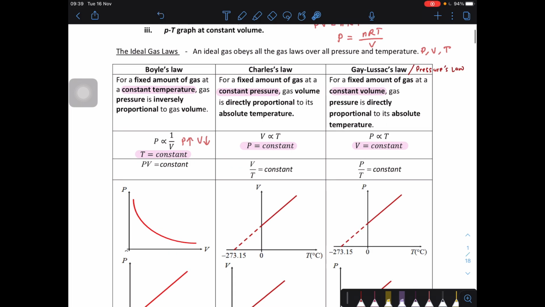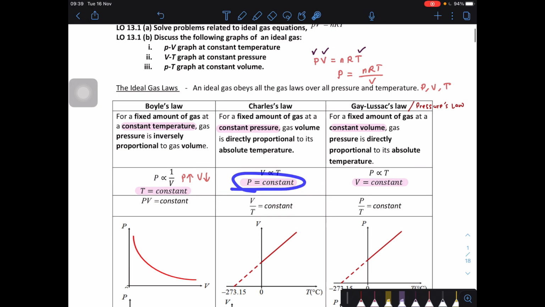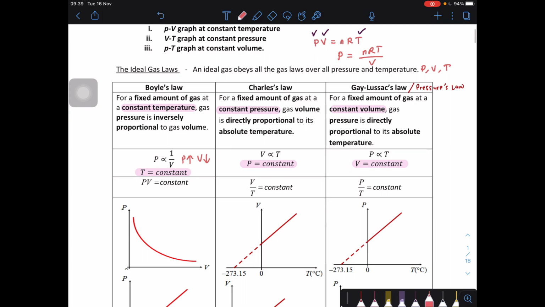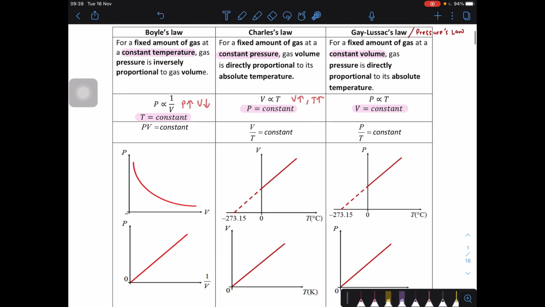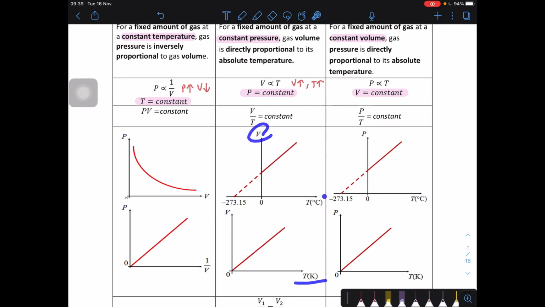Okay, next one untuk Charles' law pula, yang constant adalah pressure. So the pressure will be constant. So apabila pressure constant, kat sini you can see that V is directly proportional to T. So when V increases, T will also increase. So when we plot the graph, kita akan dapat linear graph V against T untuk Kelvin. So untuk degree Celsius, kita akan dapat macam ni lah.